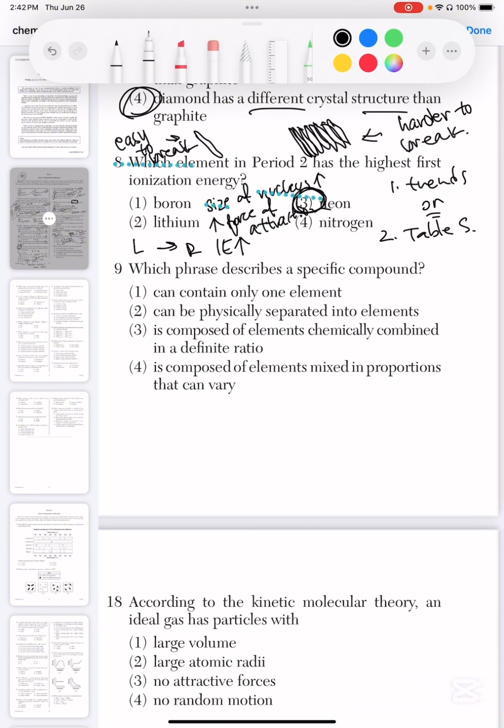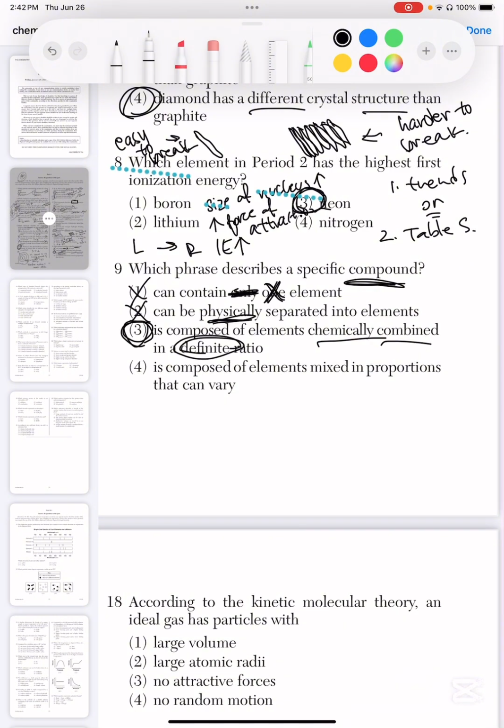Which phrase describes a specific compound? A compound contains, by definition, more than one element, so this is not right. Physically separated into elements? How would you do that? That's kind of... "is composed of elements chemically combined in a definite ratio." So this one is the one that makes the most sense, right?